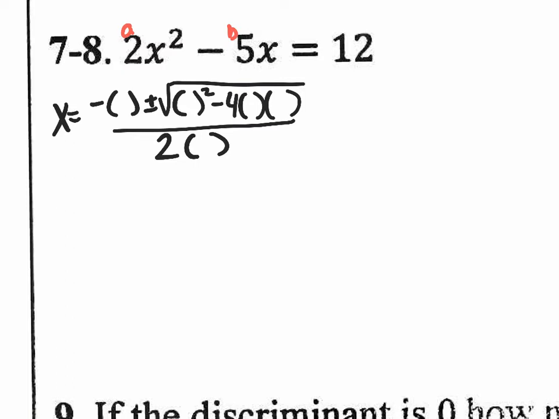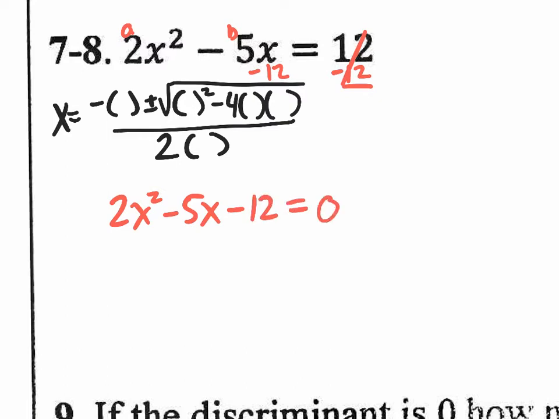We need to have this equal to 0 first. So I guess a and b are still good, but the c value is not 12. So you have to subtract 12 first, subtract 12 over here, and let's rewrite our equation. It's 2x squared minus 5x minus 12 equals 0. Now that it's equal to 0, you could identify a is 2, b is negative 5, and c is negative 12.